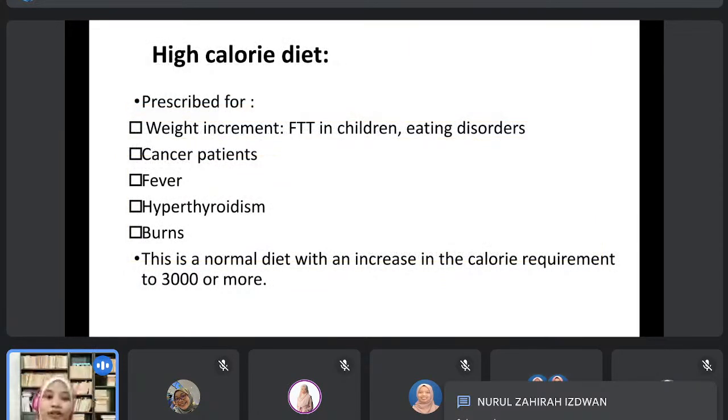So, for the high calorie diet, it is prescribed for weight increment, especially for children with FTT, failure to thrive, ataupun teenagers with eating disorders.